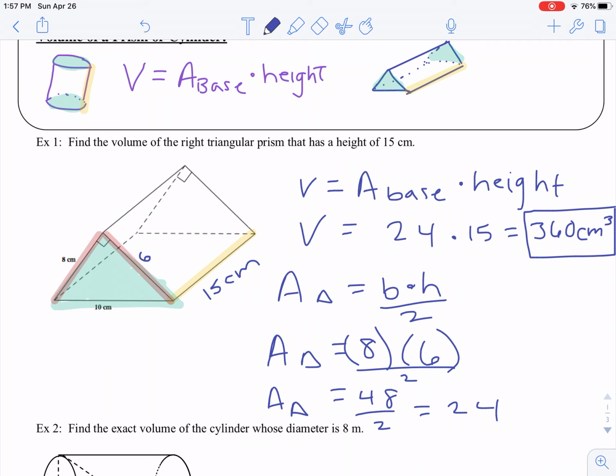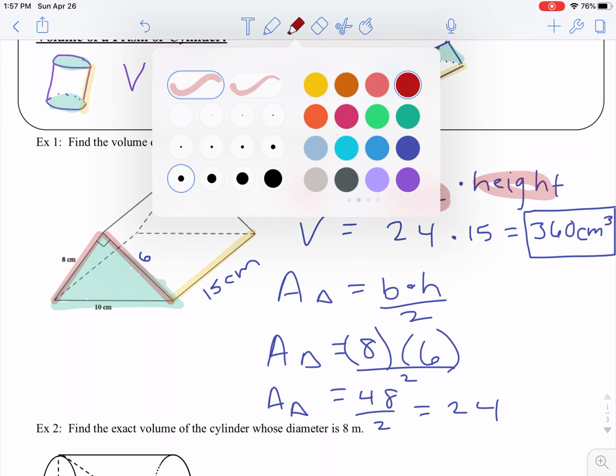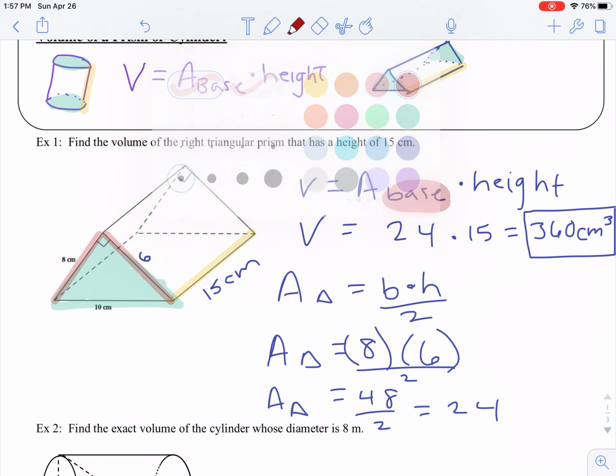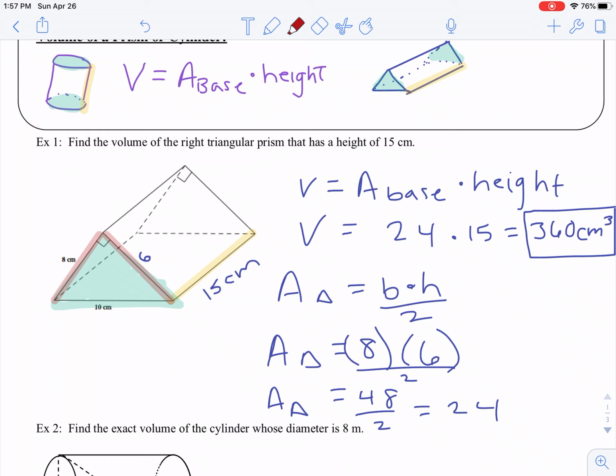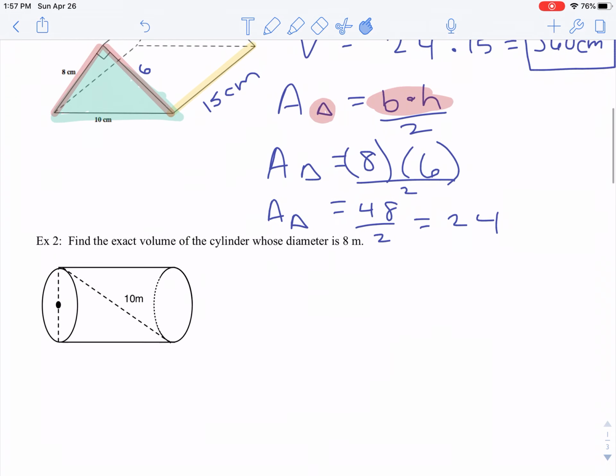Okay, now just be careful. Notice that we are talking about the base of the prism, right? And the height of the prism, compared to the base and height of the triangle in the formula down here. So make sure that you're always being very careful, because we use a lot of the same words, but they're not always talking about the same thing.